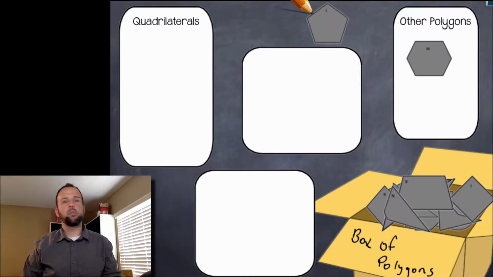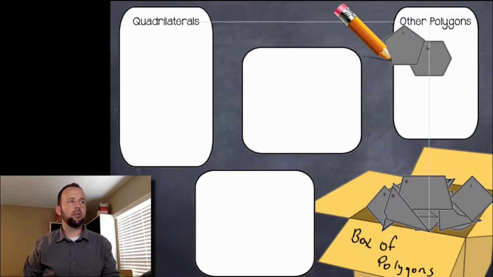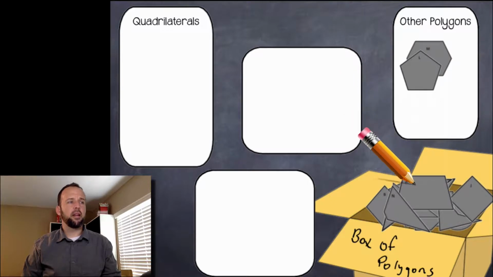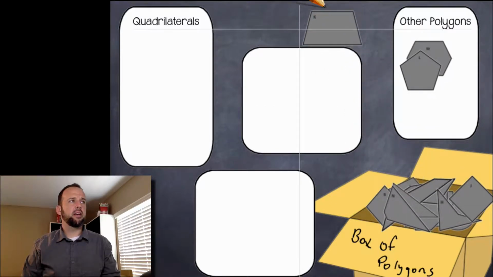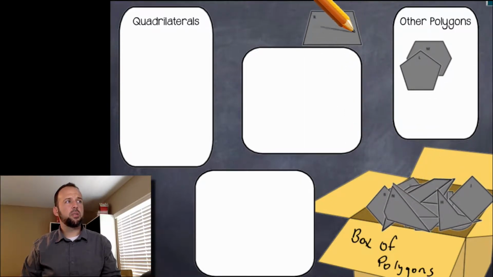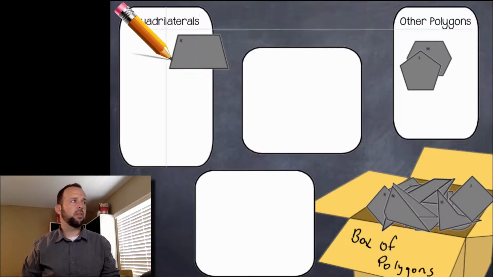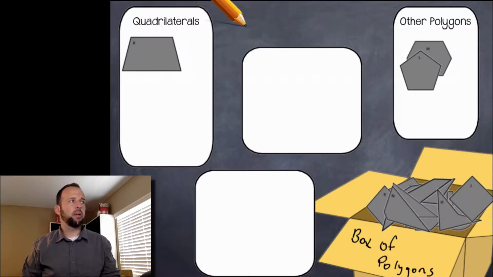All right, again, this one has 1, 2, 3, 4, 5 sides. So it doesn't have 4. It's not a quadrilateral. This is going to be another polygon here. All right, let's take this guy out. And this one has 1, 2, 3, 4 sides. So I'm going to put this in my quadrilateral kind of bucket over here.